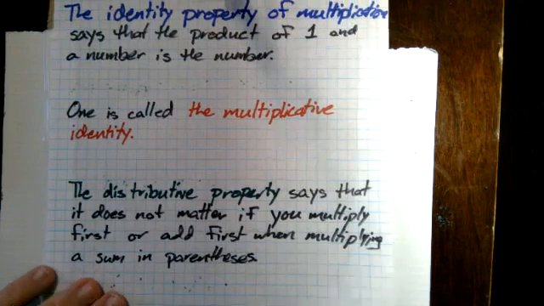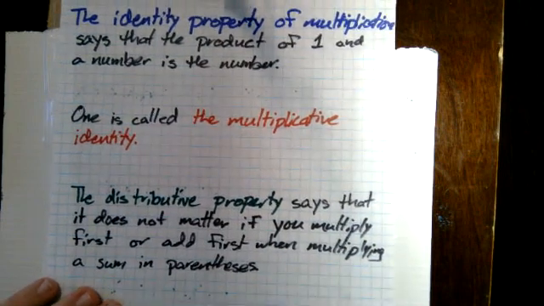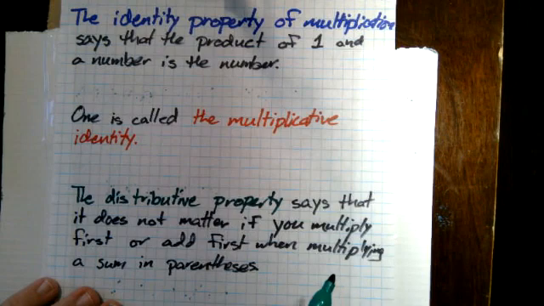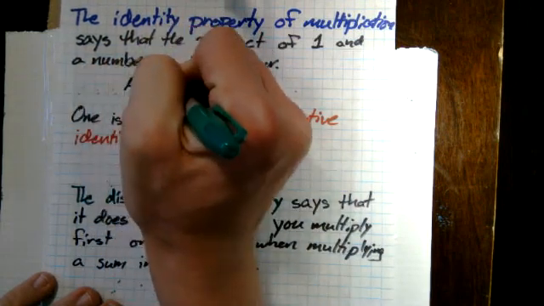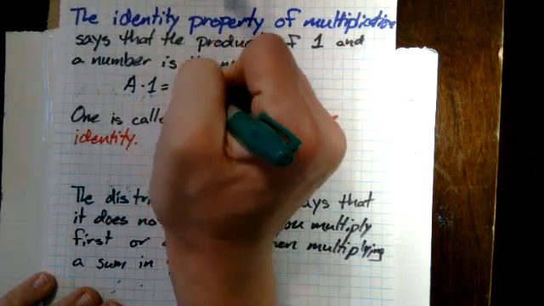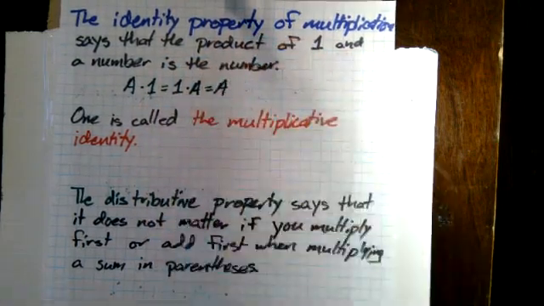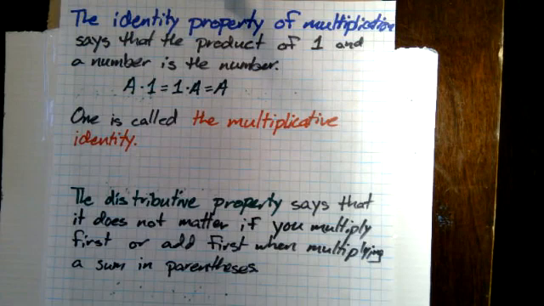The identity property of multiplication says that the product of 1 and a number is the number. That is, A times 1 equals 1 times A equals A. 1 is called the multiplicative identity because of this property.